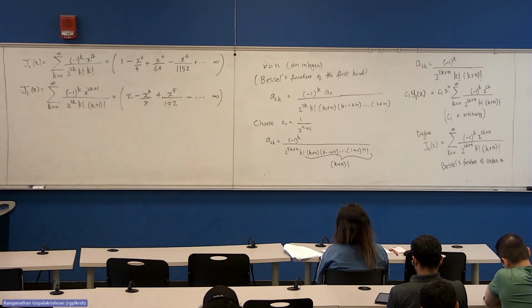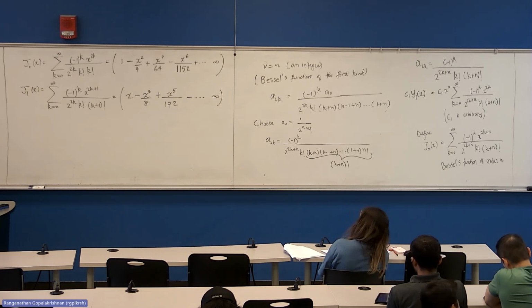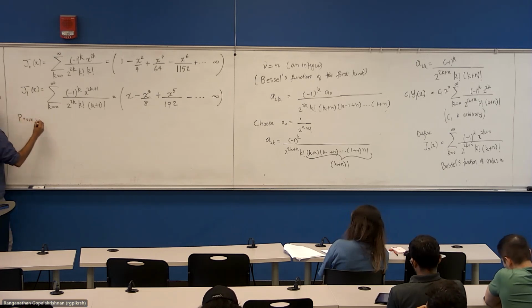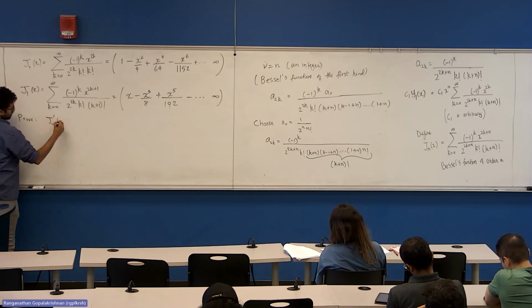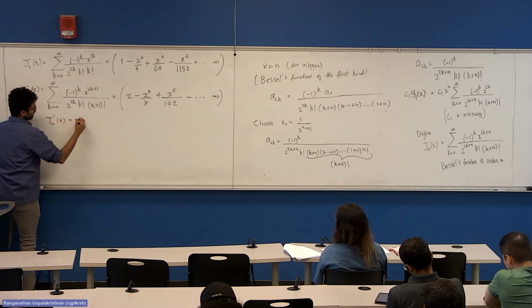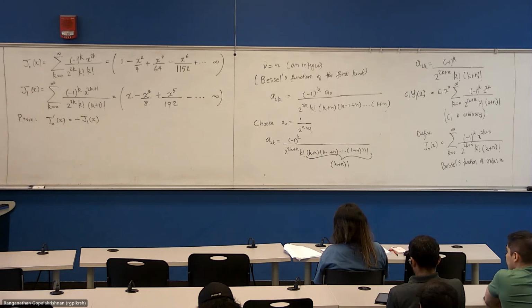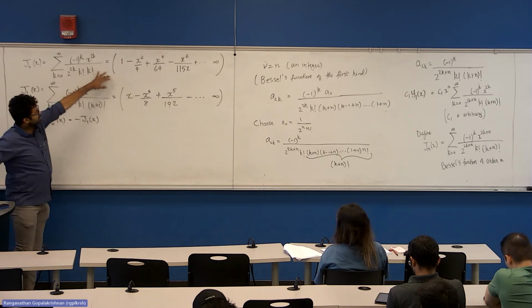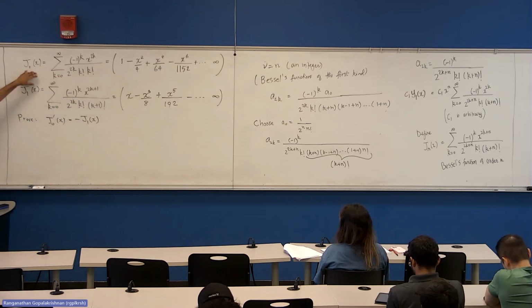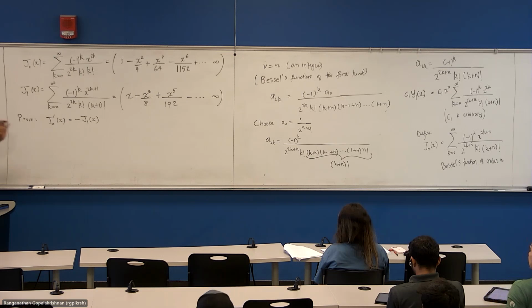So in one of the mock exams, I posted 2 mock exams. In one of them, you are asked to prove that the derivative of J naught of x equals minus J1 of x. Not super complicated. Either you can work with the infinite series or you can work with the summation. Either way, it's like a couple of steps. Can you please do that?